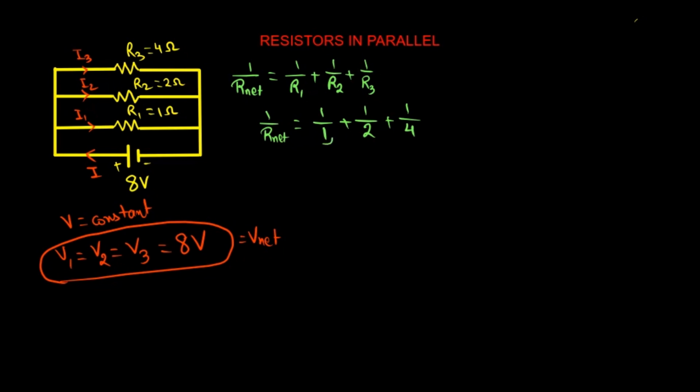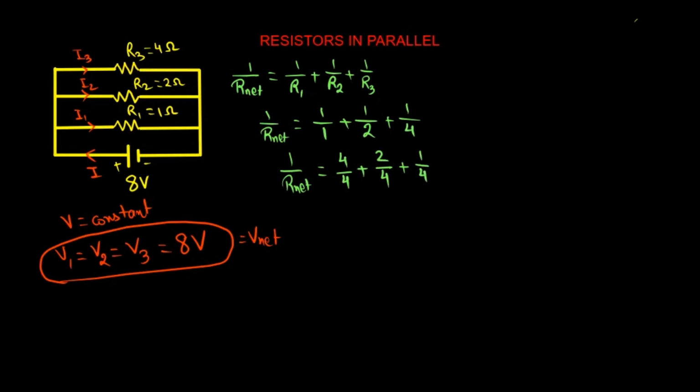Now, we are adding 3 fractions. 1, 2, and 4 are the denominators. We need to find a common denominator. In this case, it would be 4. To make this into 4, you multiply top and bottom by 4. So it's 4 over 4. Here, to make this into 4, you multiply the top and bottom of this fraction by 2. This is 2 over 4. And this is 4 already, so you don't have to change.